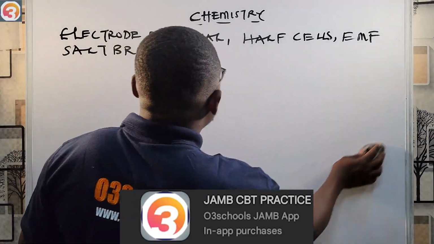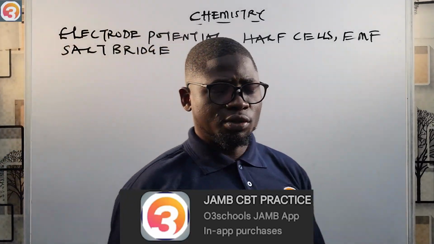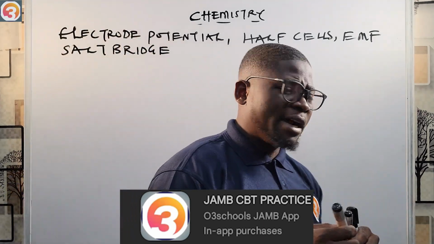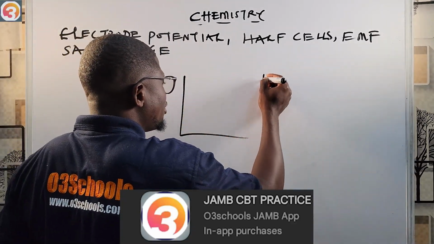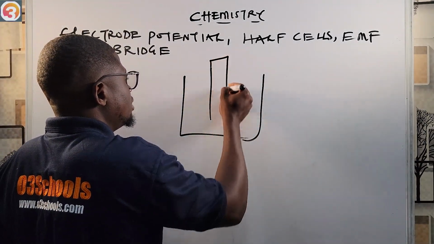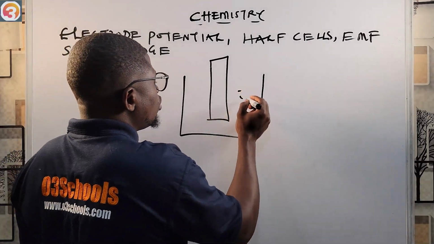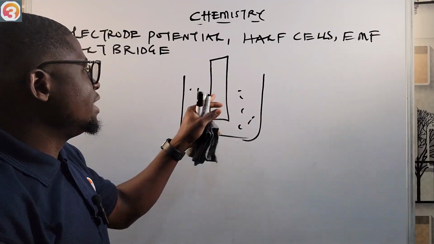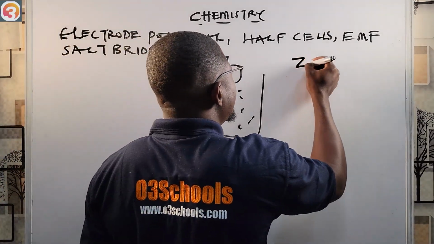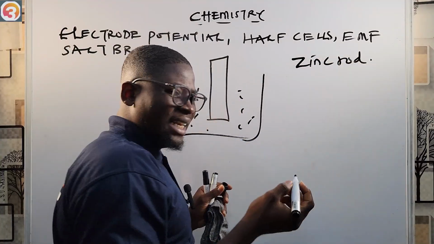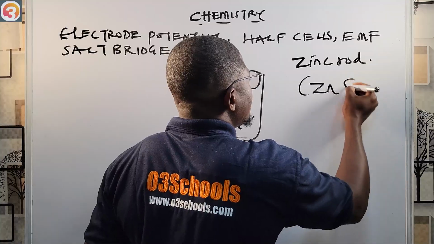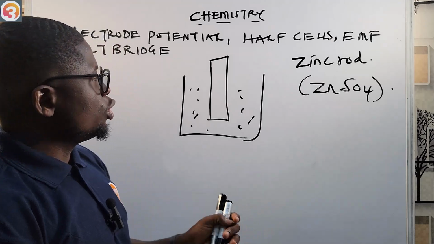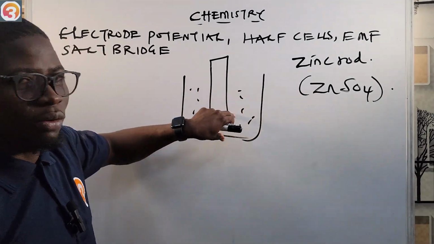We're going to look at this concept, then we'll see some questions, and then we're done with this class. So, when a metal rod is placed in a solution containing one of its salts, let's say, for example, a zinc rod put in a solution containing zinc sulfate, what happens?